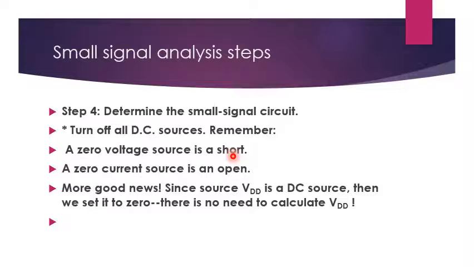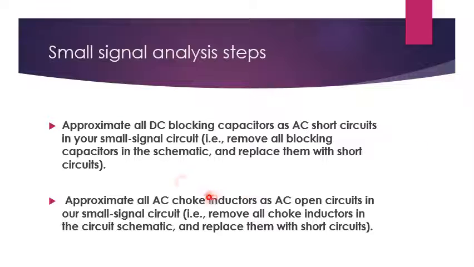Okay, actually you have a VDD, the source VDD, which is a DC source. Then what do we have to set? We have to set 0. Okay, so there is no need to calculate any value for VDD. Clear? Right. Next, you have to approximate all DC blocking capacitors as AC short circuits in your small signal circuit. Okay, that is, all DC blocking capacitors as AC short circuits in your small signal circuit.